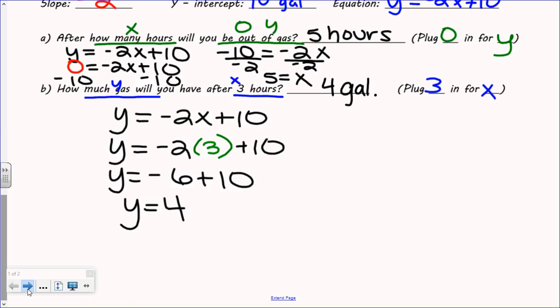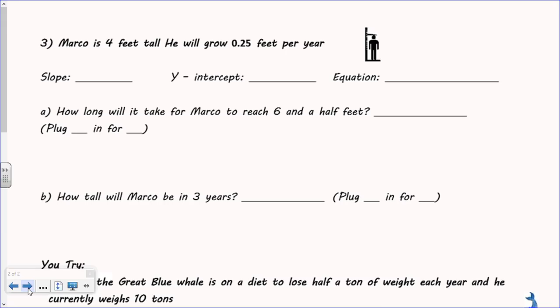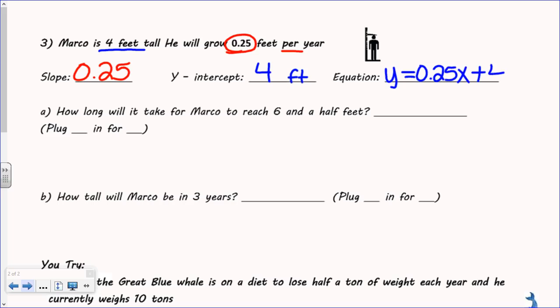All right, let's turn the page. Marco is 4 feet tall, and he will grow 0.25 feet per year. So I see this "per," so we've got our 0.25 feet per year. So here's my slope. And then we're starting off that Marco is 4 feet. So his y-intercept is 4 feet. That's our starting spot. So our equation, y is equal to 0.25x plus 4.